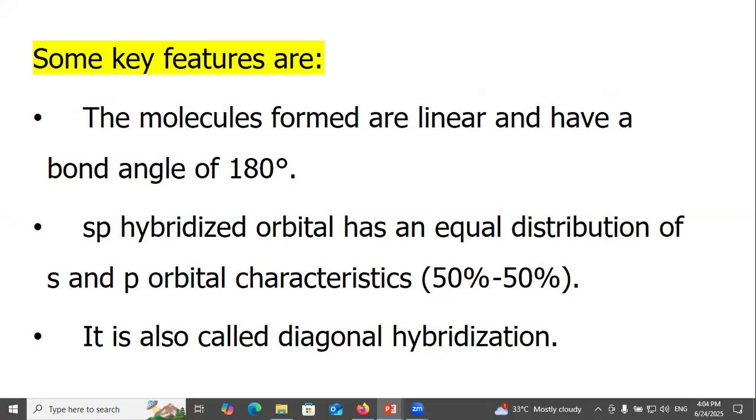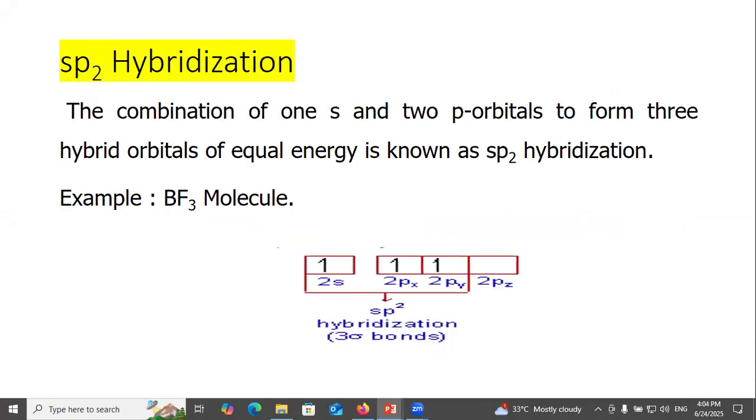Some key features: the molecules formed are linear and have a bond angle of 180 degrees. sp hybridized orbitals have an equal distribution of s and p orbital characteristics, 50-50 percent. It is also called diagonal hybridization.